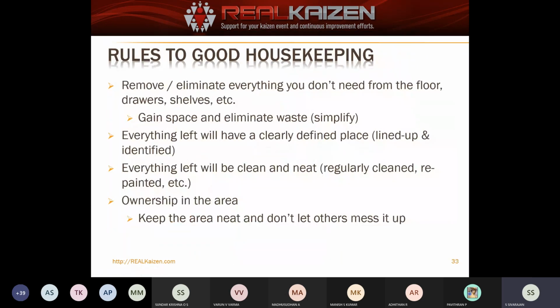So everything left will have a clearly defined space. That is very important. Each and everything should have a place. This is the drawer I keep here. This is the place to keep my laptop. This is the place to keep my charger. Nowadays people are searching for the charger because every day we are using it. So we have to keep it in the right place. Everything will be clean and neat. So regular cleaning is very important.